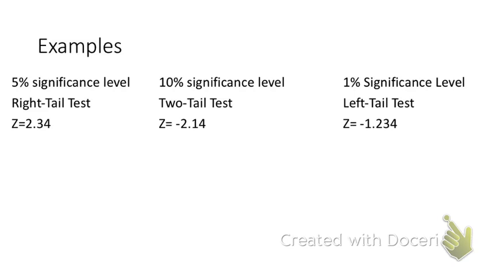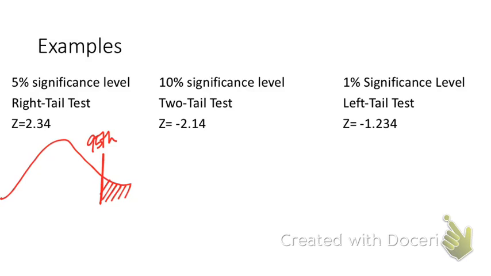So let's say that I'm given a 5% significance level. I'm doing a right tail test, and this is the Z that I get. So I've got this normal curve. A right tail test means that it's at the top, right here. My rejection region, if I have a 5% significance level, would mean that this shaded area needs to be 5%. So what percentile is that at? The 95th percentile.